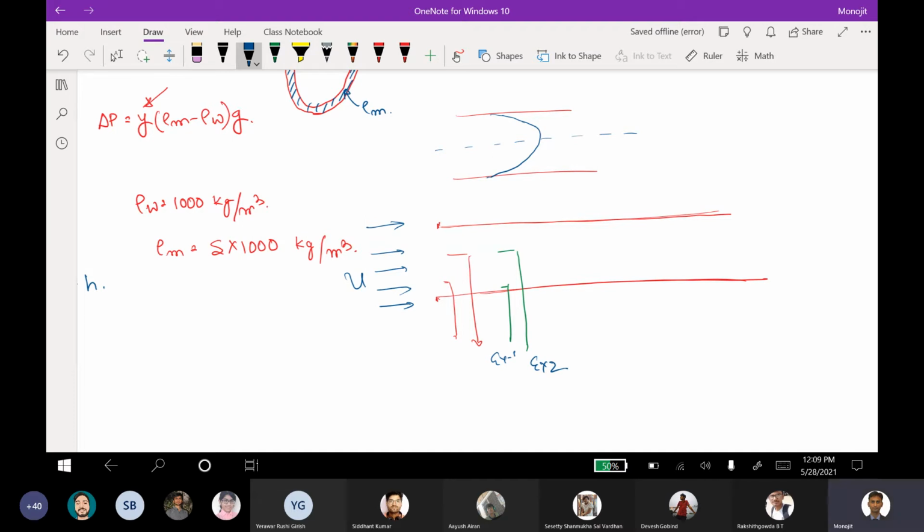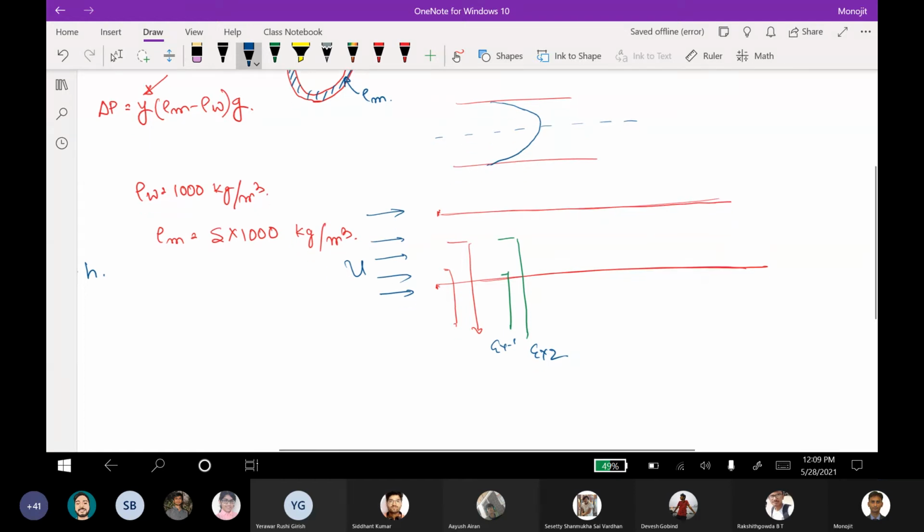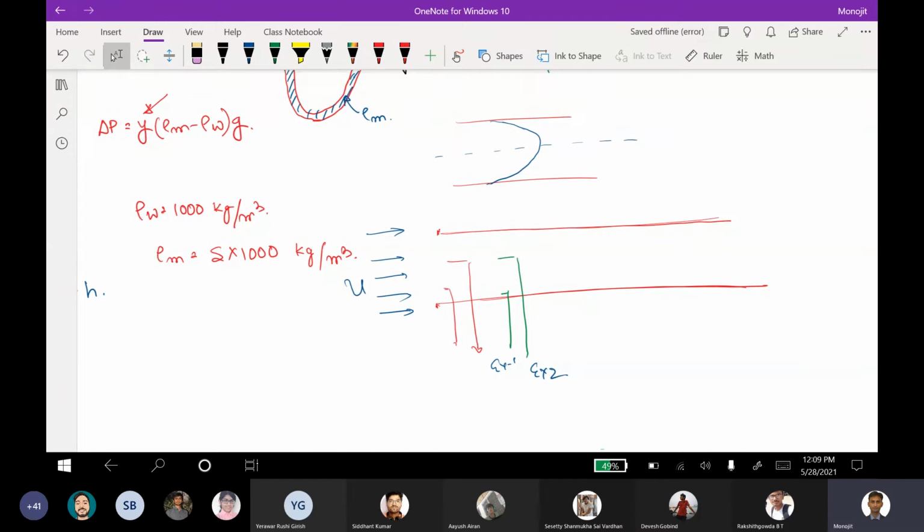Have you heard of the term developing region? Entrance length? Yes, sir. What do you understand by entrance length? Okay, entrance length has something to do with fully developed flow. Now, any one of you can answer. Sir, the length after which the flow can be assumed to be fully developed.